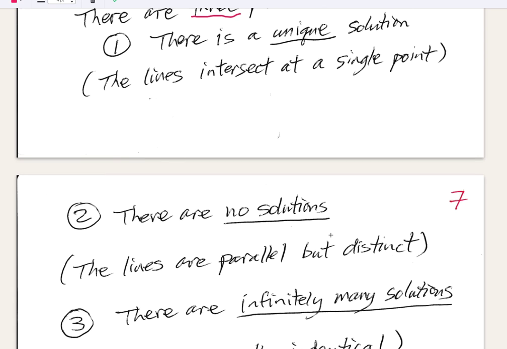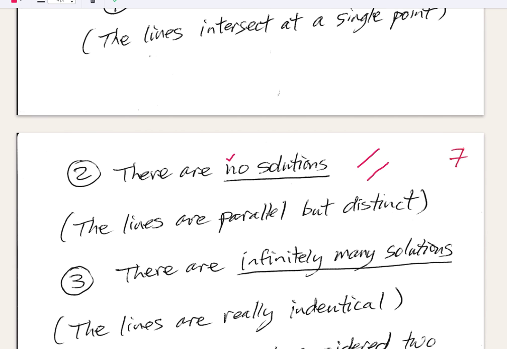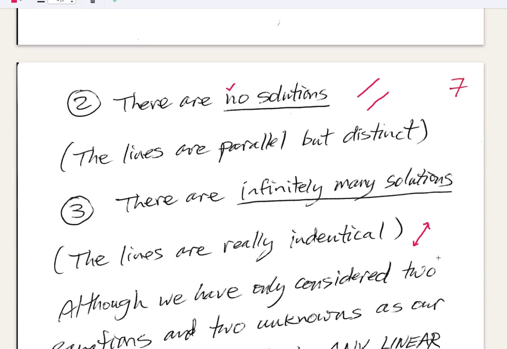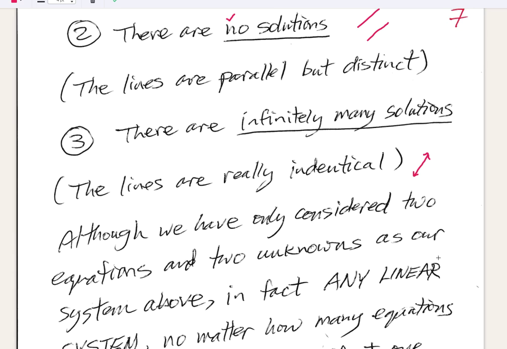Imagine that the two lines are parallel, but distinct. Parallel lines never intersect, right? There's not going to be any points in common, so there would be no real solutions. Or there could be infinitely many solutions. Suppose the lines are actually identical, just written in a funny way so they look different, but the system boils down to a single line. Now I'm talking about just two linear equations and two unknowns at this point.